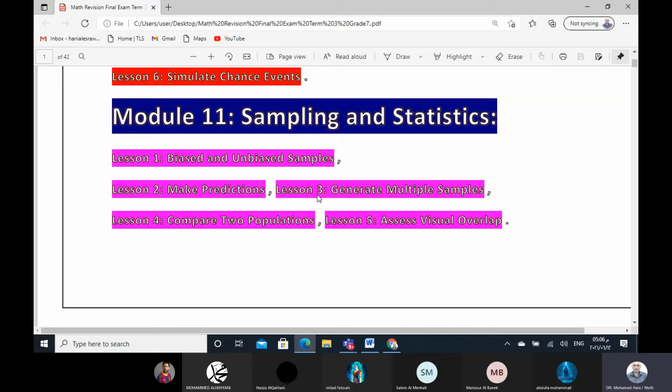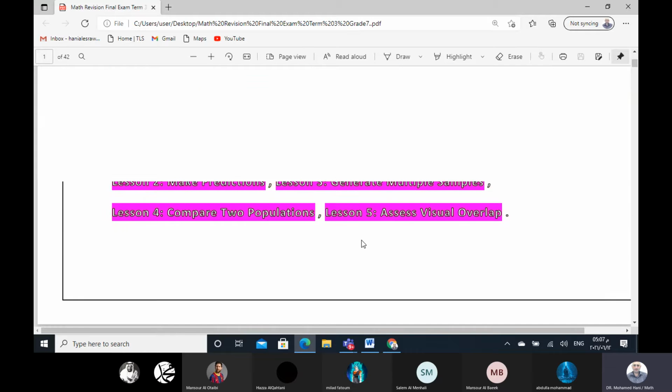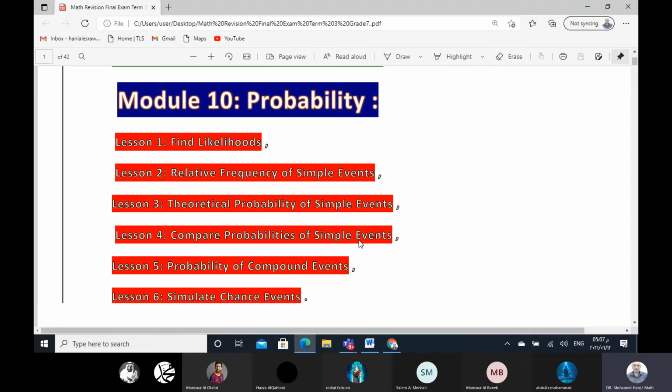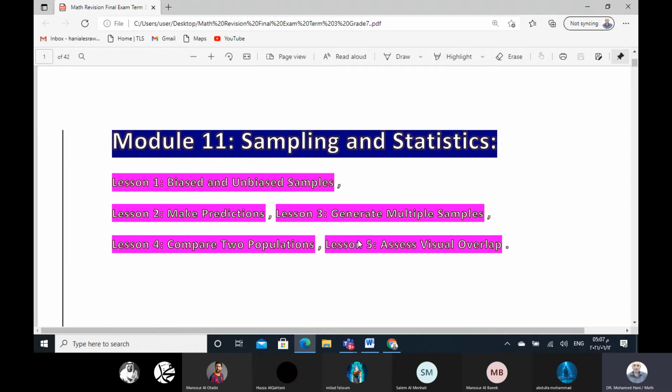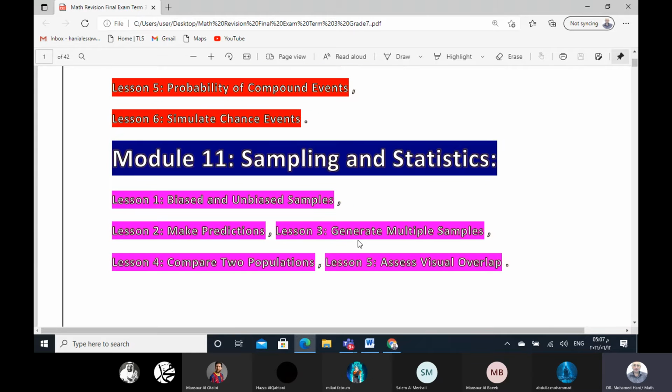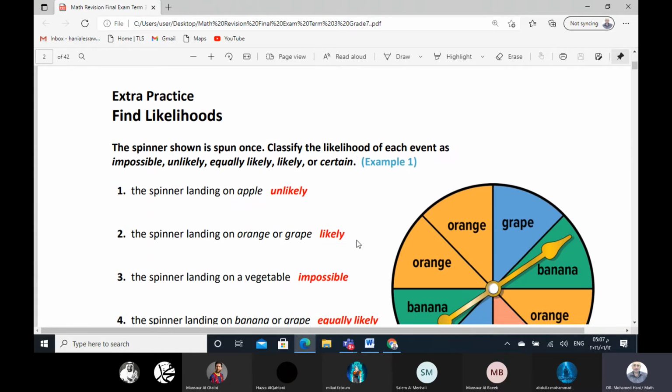predictions, lesson 3 generate multiple samples, and lesson 4 compare two populations, and lesson 5 assess visual overlap. This is the required material for the math final exam in the first page in the revision. Before we start, I want to show you some videos about the revisions.